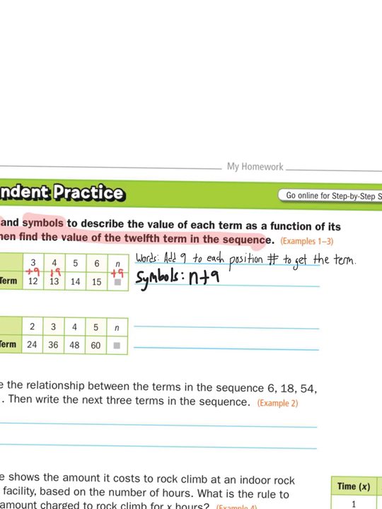Now the last thing to do is it says find the value of the 12th term in the sequence. So if you can imagine, if this table continued, if this were 12 and I added 9, 12 plus 9 would be 21. So the 12th term is 21. Alright, so that's how you do number 1. You have to do all 3 of those things.